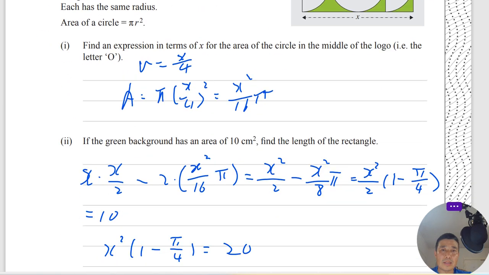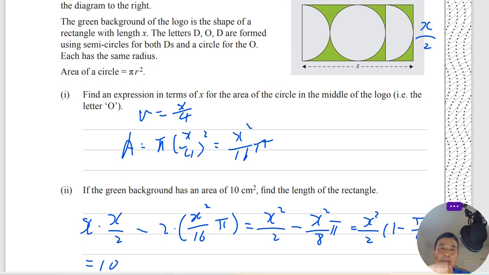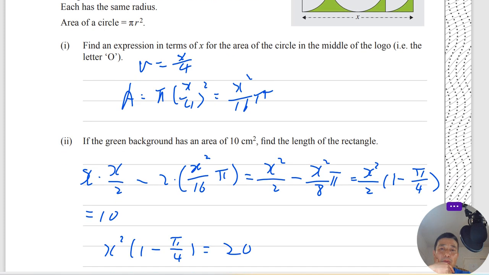Right. And now question 2. If the green background has an area of 10, find the length of a rectangle. So the length means the longer side, right? So the shorter side, the width, is x over 2. So finding x is the question.